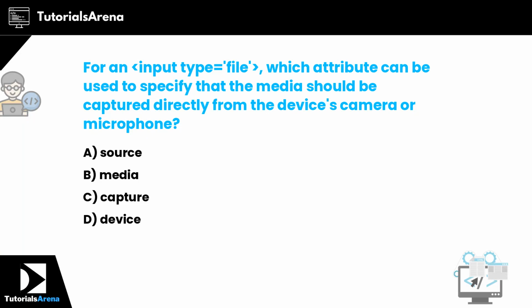For an input type equals file, which attribute can be used to specify that the media should be captured directly from the device's camera or microphone? The correct answer is option C, capture.